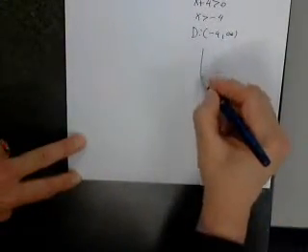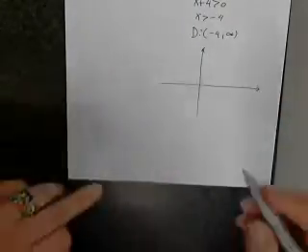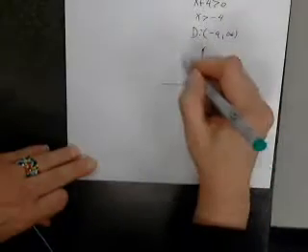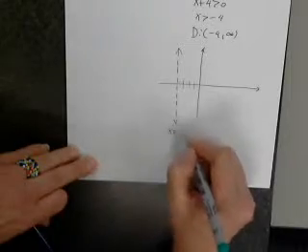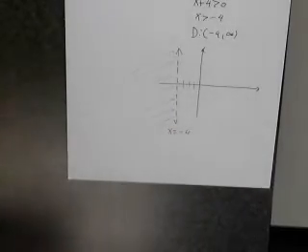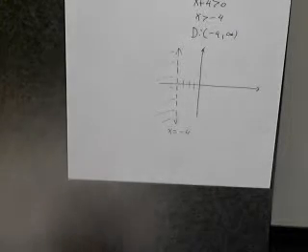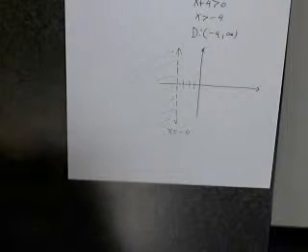I'm jumping ahead for a second. X equals -4 must be the vertical asymptote. And there is nothing here, because the domain is between -4 and infinity. So that I established from the beginning.